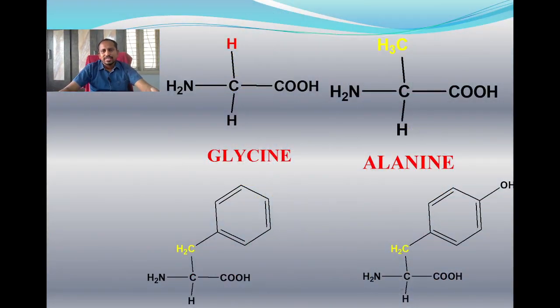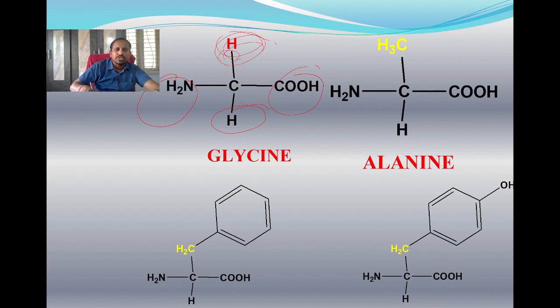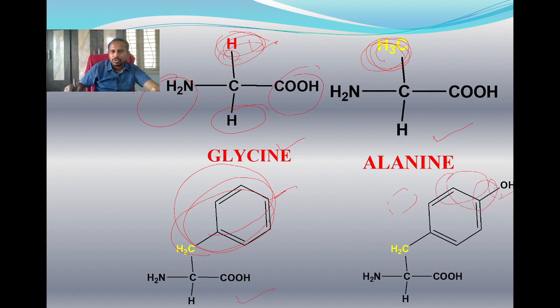First we will go to this structure. Listen, this NH2, carboxylic group and hydrogen are fixed. Only the change is here. If you change this position to hydrogen, the name of the amino acid is glycine. If you change this position to CH3, the amino acid will be alanine. If only a benzyl group attaches here, the name of this amino acid will be phenylalanine. If one OH attaches at this position of the benzyl, the name of the amino acid will be tyrosine.